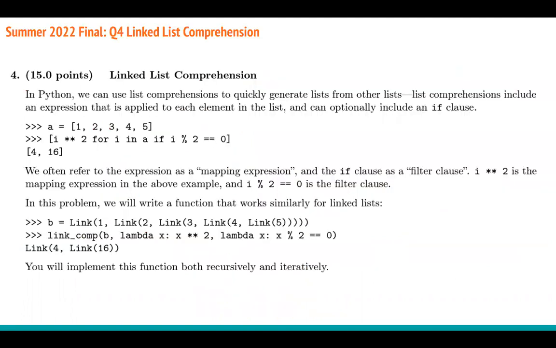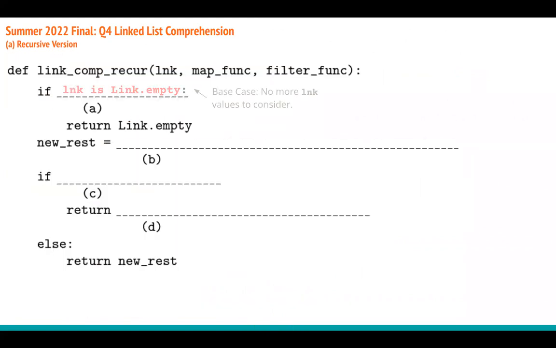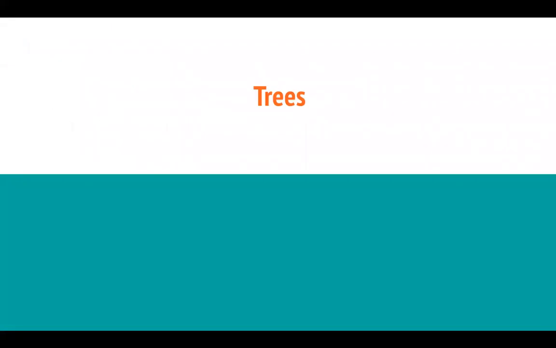Okay, and here's our last question, for linked list comprehension. We're going to generate a list from another list, just like we use list comprehensions normally with arrays. So we call the expression a mapping expression and the if clause a filter clause. Oh, we're just ending, okay. Trees. Sorry, we're running out of time, guys.